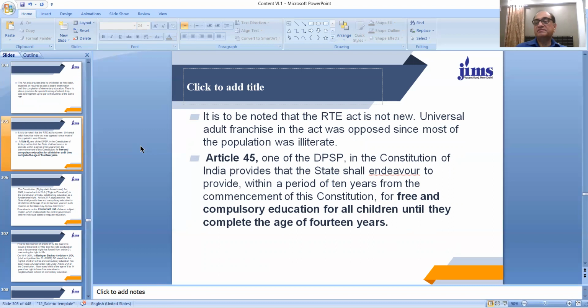Now coming back to Article 45, which is one of the directive principles of state policy in the Constitution of India. This article provides that the state shall endeavor to provide, within a period of 10 years from the commencement of this constitution, that is 10 years counted from 26 January 1950, so up to 26 January 1960, free and compulsory education to all children until they complete the age of 14 years. This was a directive principle which has now been converted into a fundamental right. So there is a transposition of directive principles into fundamental rights.